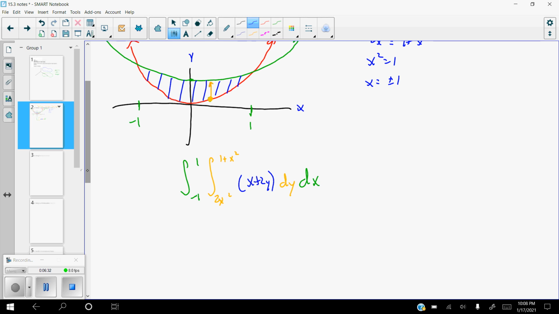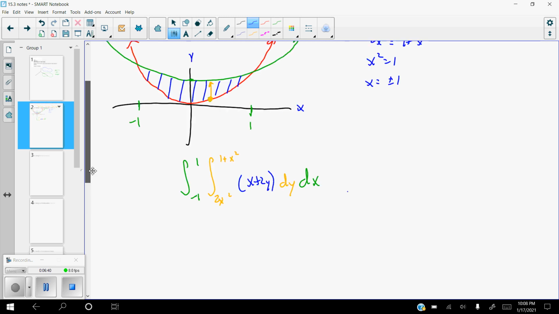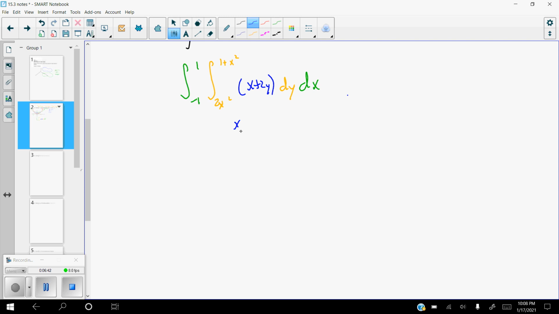So now we can go ahead and evaluate this thing. So remember, we're taking the antiderivative with respect to y first. So we're going to get xy plus y squared, and we're going to evaluate that from 2x squared to 1 plus x squared. Don't forget, we still have the additional integral of dx to do later.